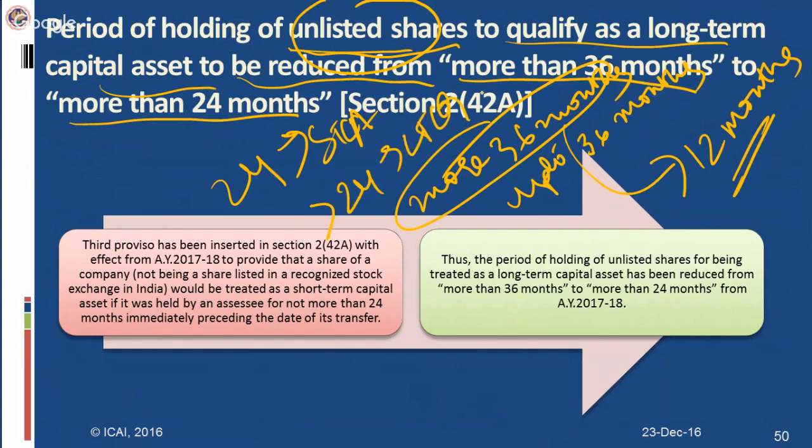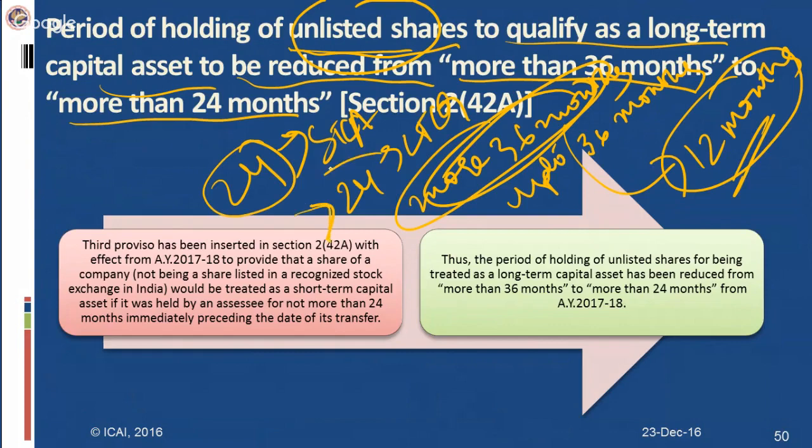So the general category is more than 36 months, it's a long-term capital asset. Up to 36 months, it's a short-term capital asset. In case of listed shares and units of equity-oriented fund, it is 12 months. More than 12 months, it's long-term. Less than 12 months, it's short-term. In case of unlisted shares, up to 24 months, it's a short-term capital asset. More than 24 months, it's a long-term capital asset.